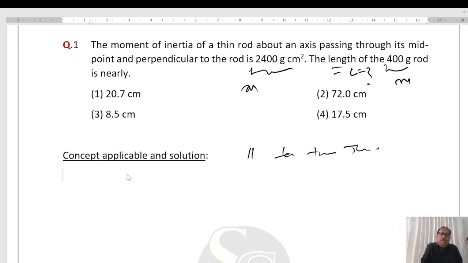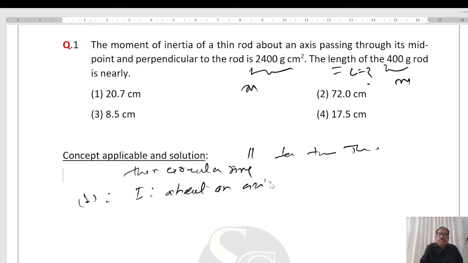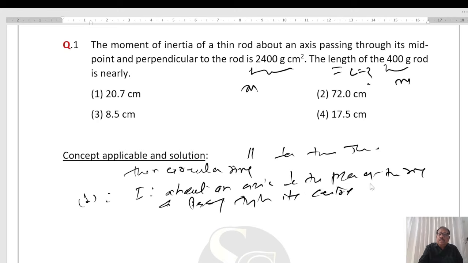I take the example of thin circular ring. First case. Moment of inertia about an axis perpendicular to plane of the ring and passing through its center. Its derivation we find out, mr square.